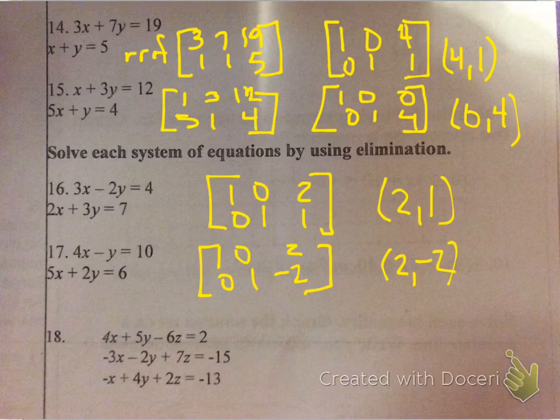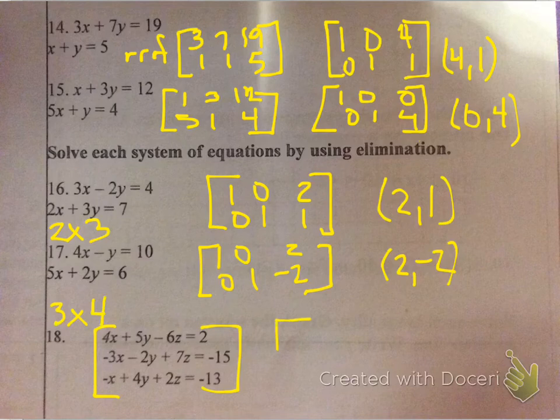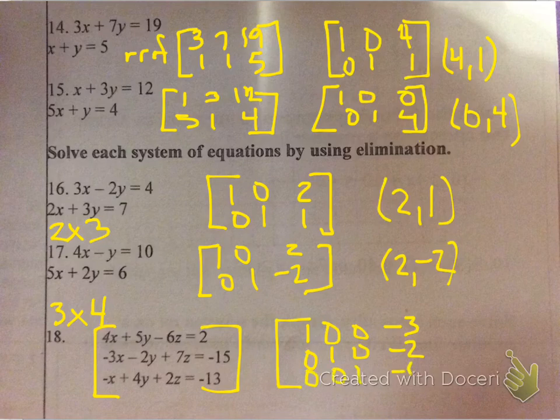Okay, so for this number 18, the only difference here is just keep in mind that where these might be 2 by 3s, this one would be a 3 by 4. Okay, and then you set it up. So when you see the answer, what you get is like 1, 0, 0, negative 3, 0, 1, 0, negative 2, and then 0, 0, 1, negative 4. And there you go, all done, and that's it.